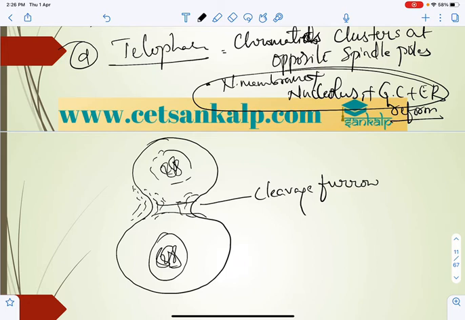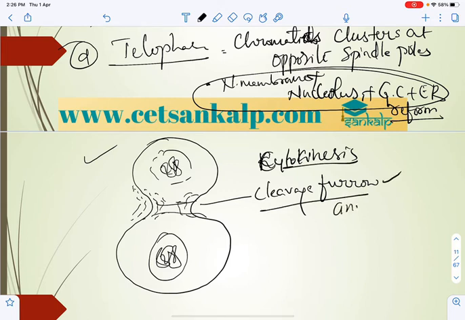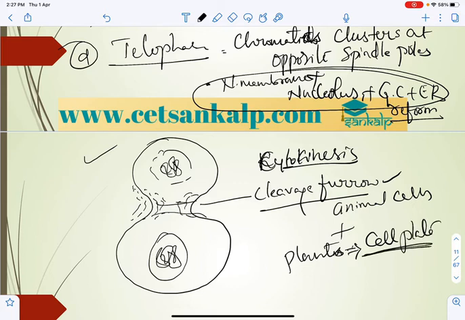This is very, very important. Karyokinesis, the nuclear division, and telophase take place together with cytokinesis, the cytoplasm division. For cytokinesis, the cleavage furrow helps in animal cells, whereas in plant cells there is cell plate formation, as there will be a cell wall. This is the thing you have to keep in mind.